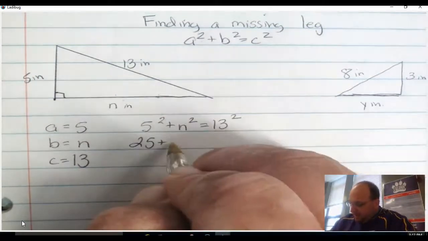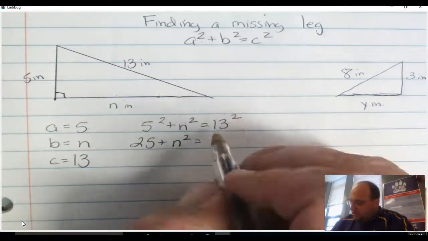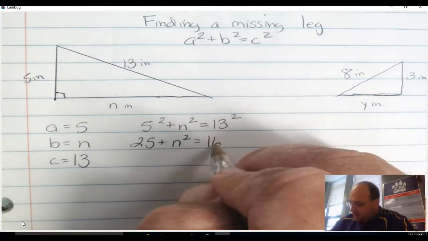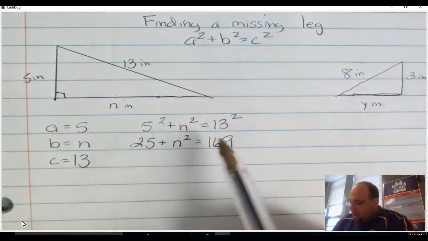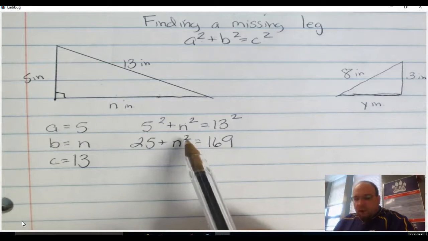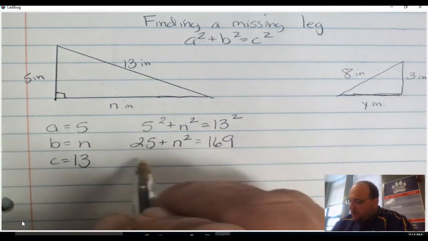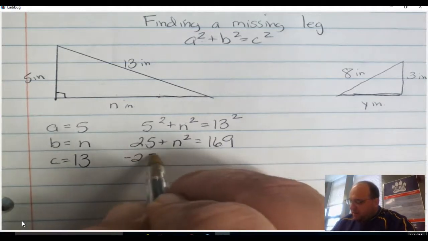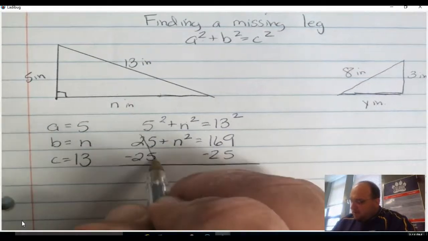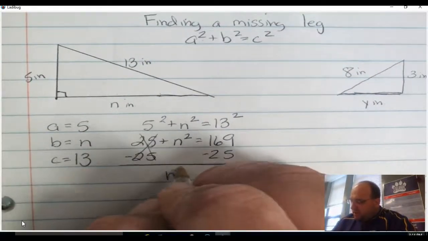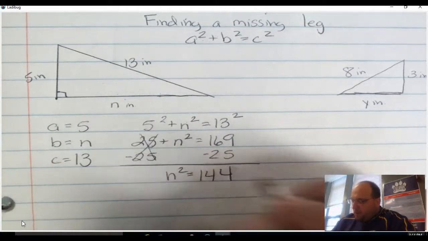I cannot simplify n squared right now, so it's just going to be n squared. I can simplify 13 squared. 13 squared is 169, because 13 times 13 is 169. I cannot combine 25 and n squared because those are not like terms. So I'm going to move the 25 over with the 169 by subtracting it, so that it cancels out on the left side. This leaves me with n squared. 169 minus 25 is 144.